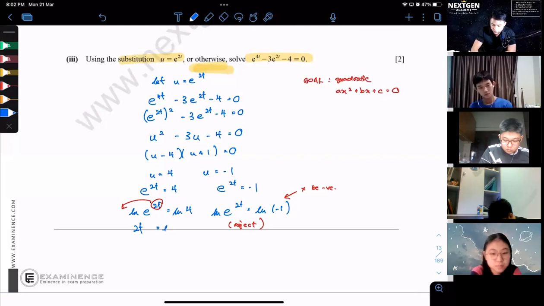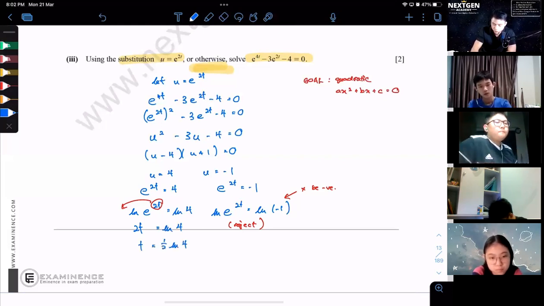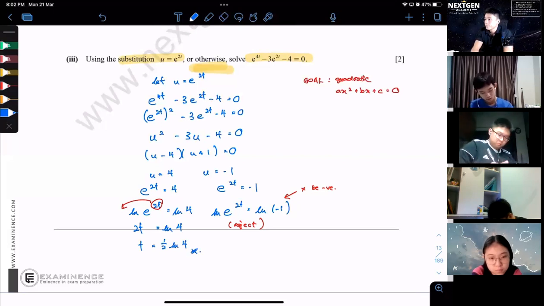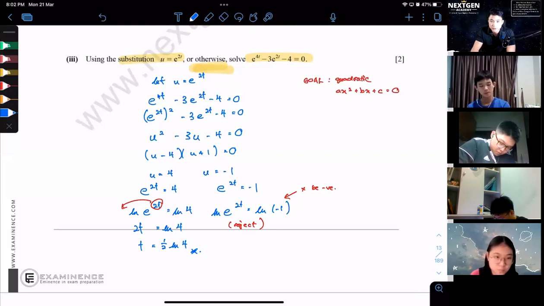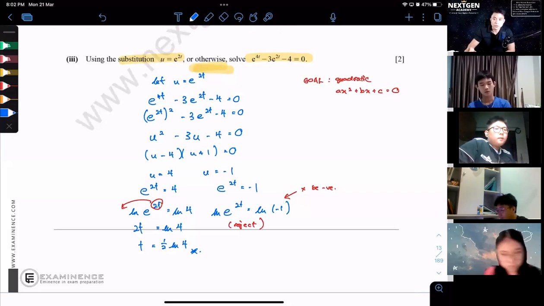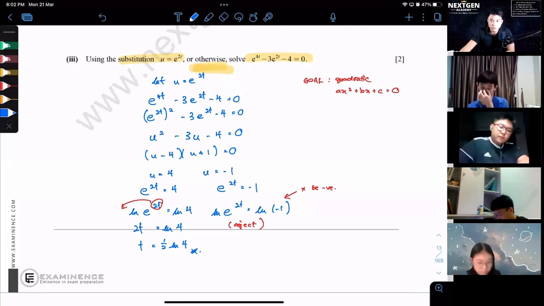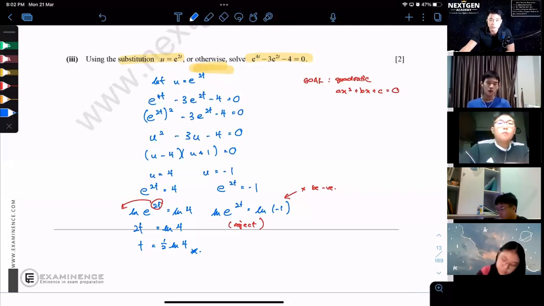This one is ln 4. Therefore, t is equals to 1 over 2 ln 4. Okay, 1 over 2 ln 4, or if you want to write it as ln 4 to the power of 1 over 2, which is ln 2 also, it's fine. Up to you all. Okay. Any question here?